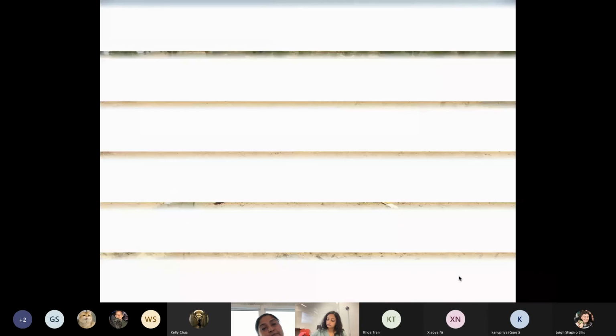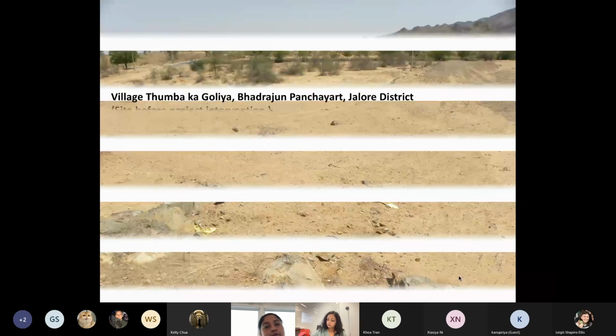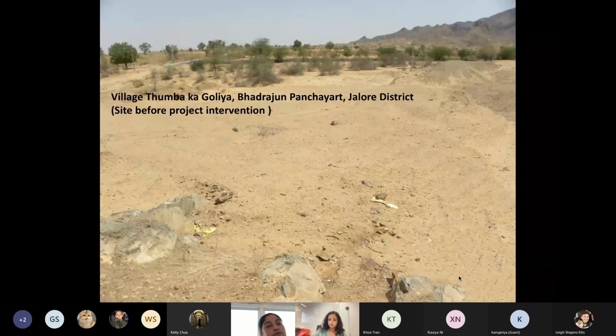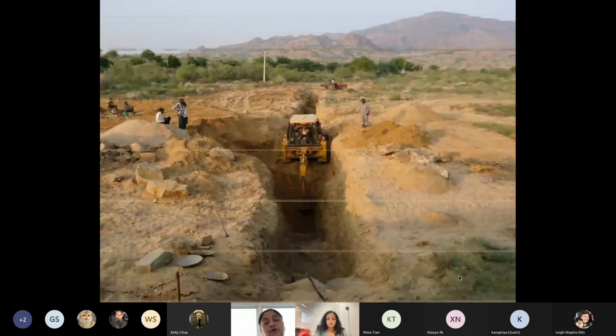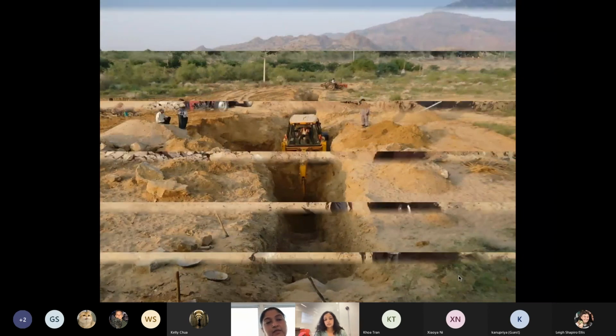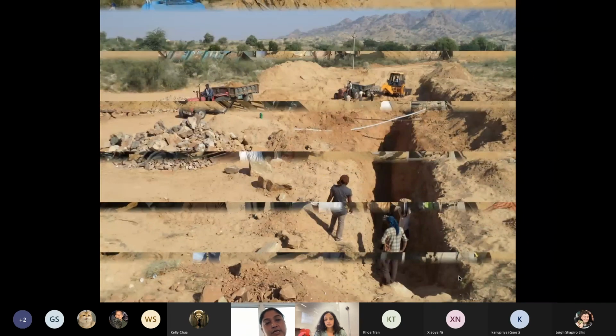I wanted to show some design elements of the work that we do. This is the sand dam photograph that I showed you earlier. So I just wanted to show how it is designed and constructed. So this is a dry riverbed that you see. We've gone down to the bedrock. So basically, we have dug deep inside and gone to the bedrock. And in the bedrock, we have constructed a water seal.